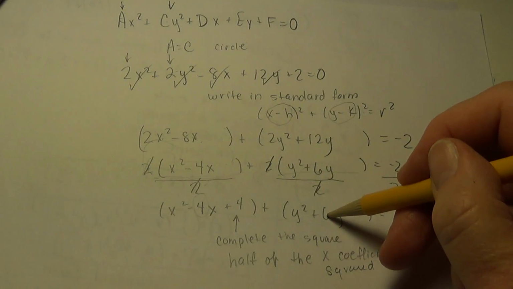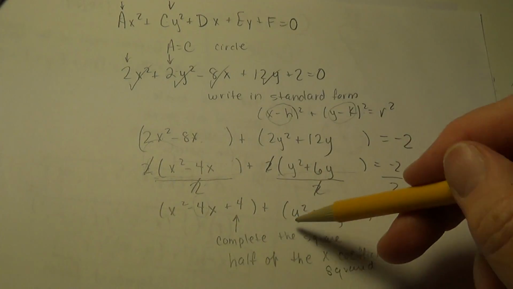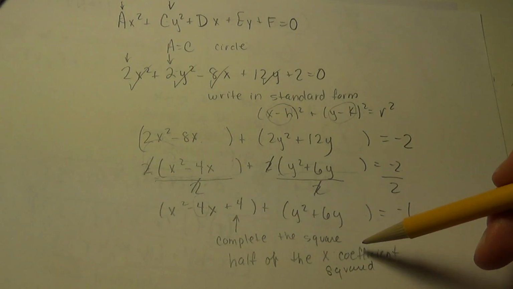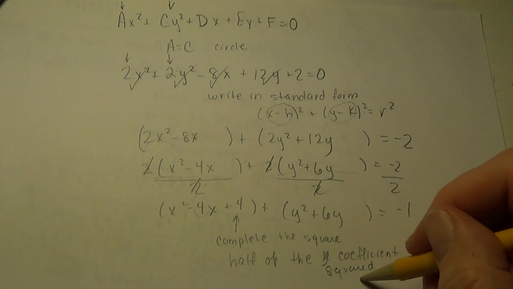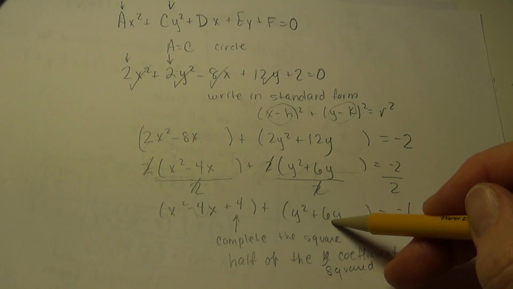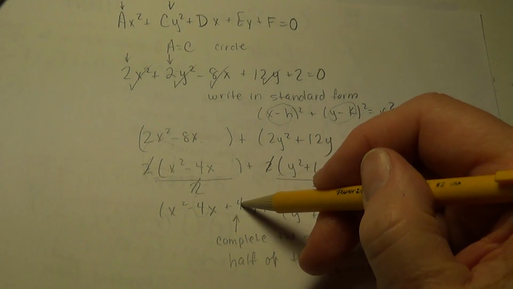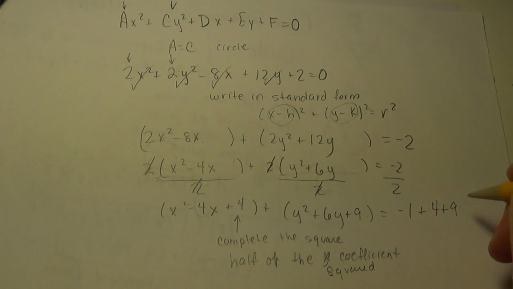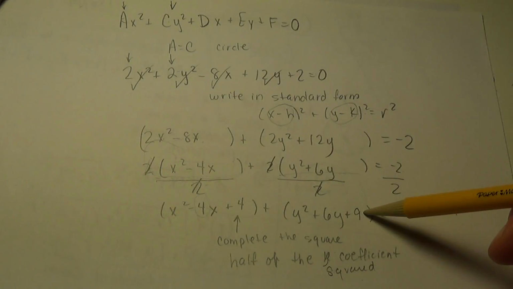What will be the special number over in y land? Follow the same pattern. Complete the square by doing half of the y coefficient, squared. Half of 6 is 3. 3 squared, 9. Now I can't just go in and add a 4 and a 9 without adjusting. So I'm going to add a 4 and a 9 over here as well.